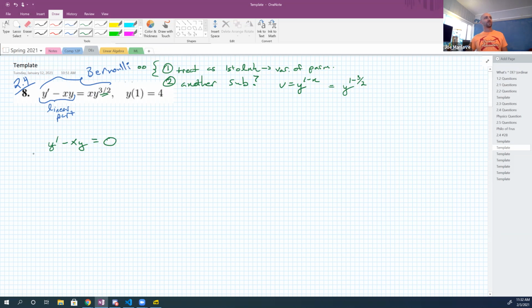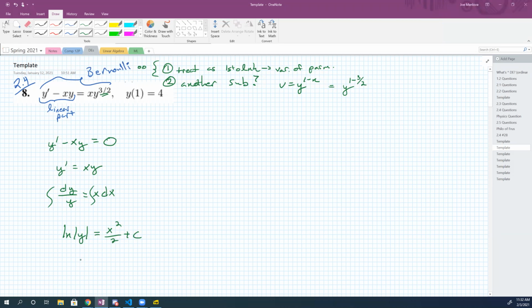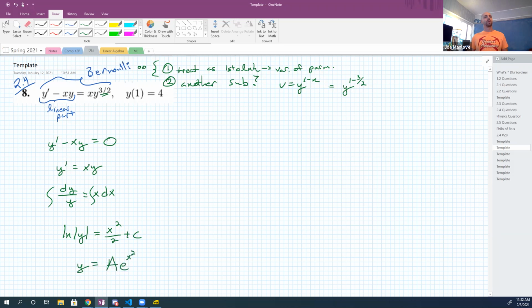All right, how do you solve homogeneous linear equations? What do you do? Separation of variables. Okay, so we're going to get y prime is x times y. So we're going to have dy over y is x dx. Integrate both pieces. So we're going to get the natural log of the absolute value of y is x squared over 2 plus a constant. You guys all on board with this? Am I going too fast with this? You're good. Okay, so we're going to get y is A e to the x squared over 2.